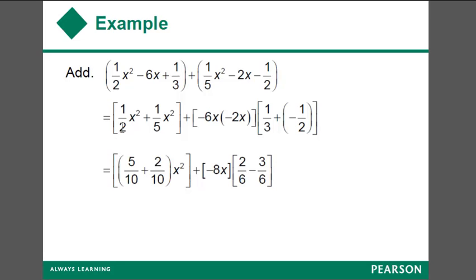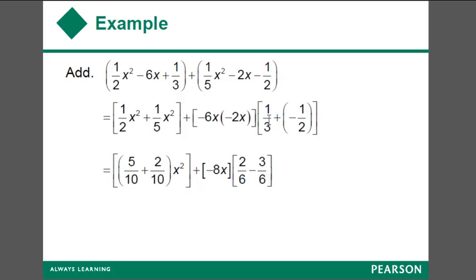So for my x squareds, my common denominator will be 10, between 2 and 5. Multiply the 2 times the 5, I have to also multiply the numerator by 5, and I get 5/10. 5 times 2 to get 10, so I have to multiply the 1 times 2 as well, and I get 2. The negative 6x and the negative 2x, I can just combine those into negative 8x.